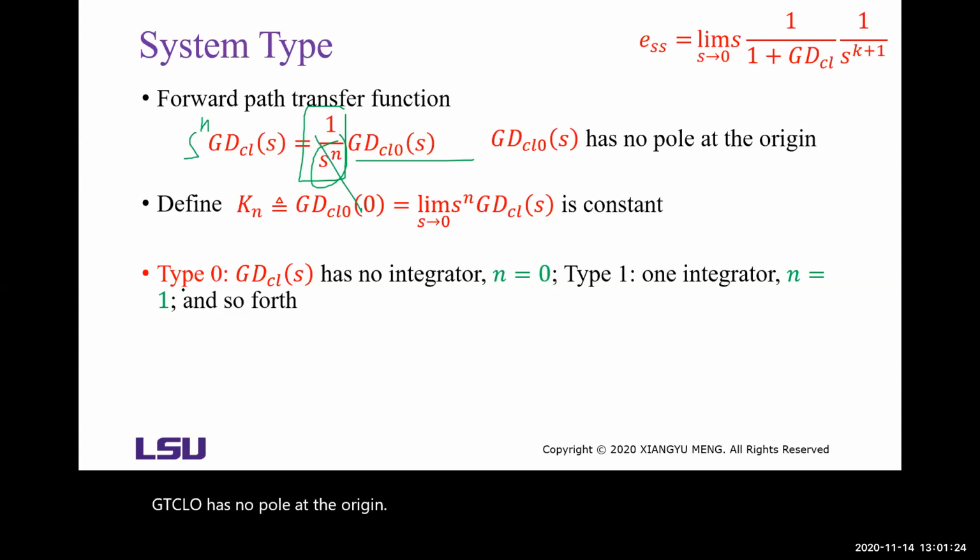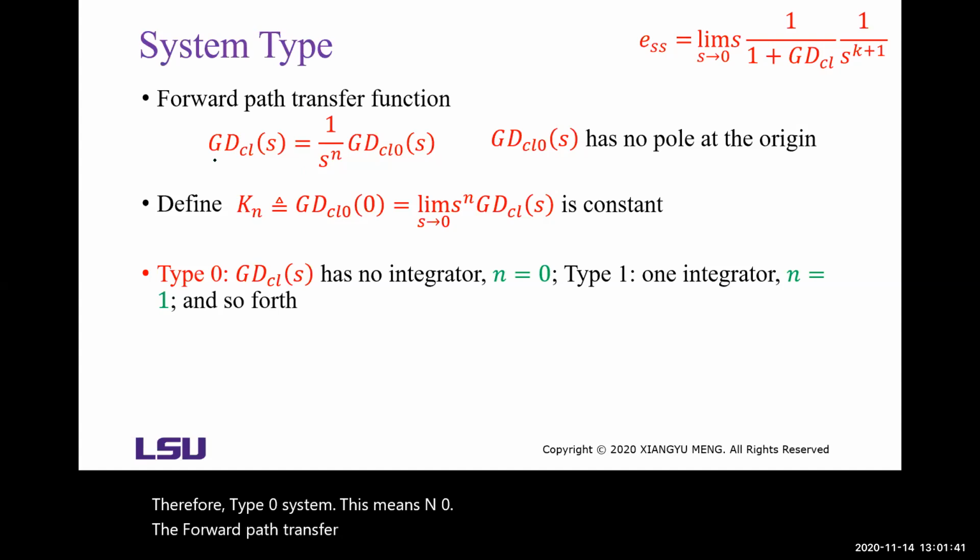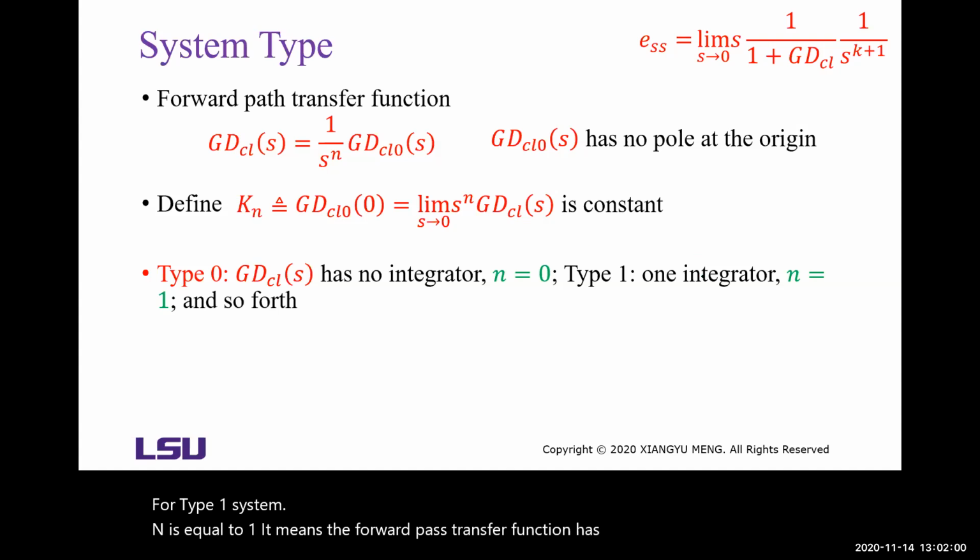Then for a type 0 system, it means n is 0. Then the forward path transfer function has no integrator. For a type 1 system, n is equal to 1. It means the forward path transfer function has one integrator. And so on.